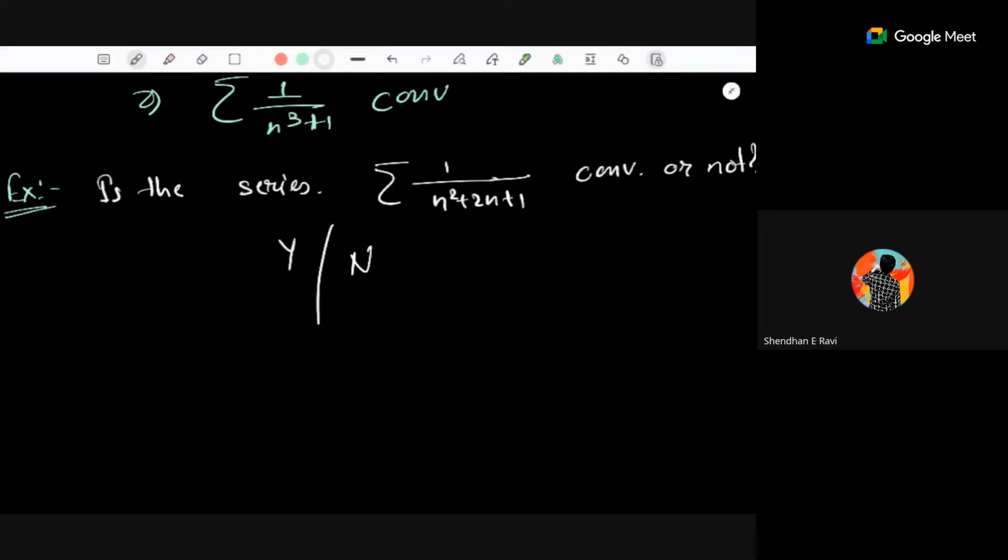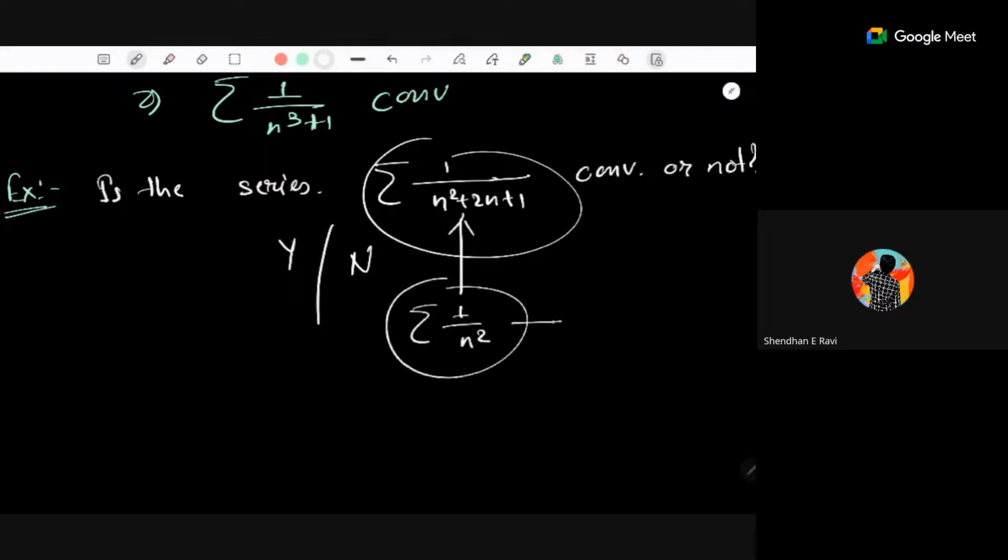Yes, correct. As you said, it will converge, for the same reason. We can compare this particular series with the series summation 1 by n square, and we know that summation 1 by n square converges. By comparison test, 1 by n square plus 2n plus 1 is strictly less than 1 by n square for all n belonging to natural numbers. So this particular series will also converge.